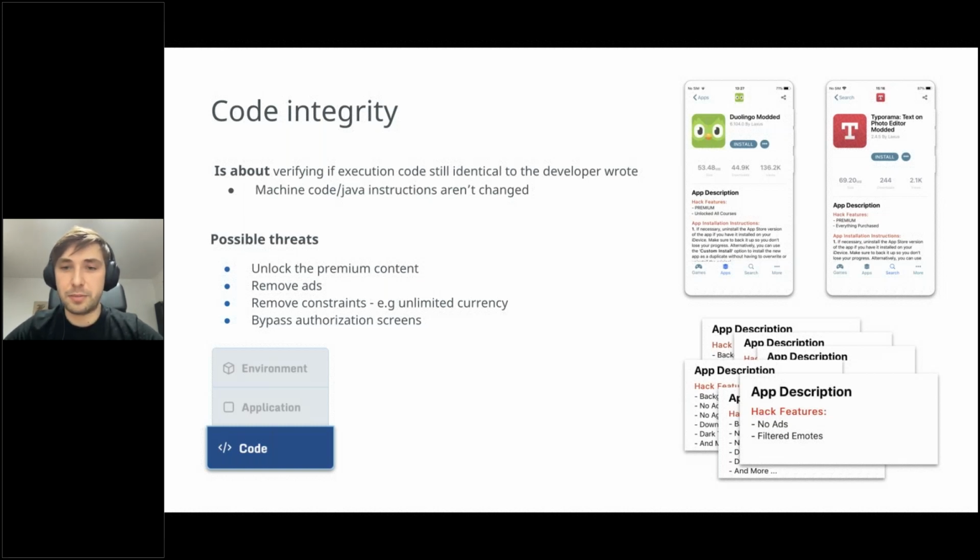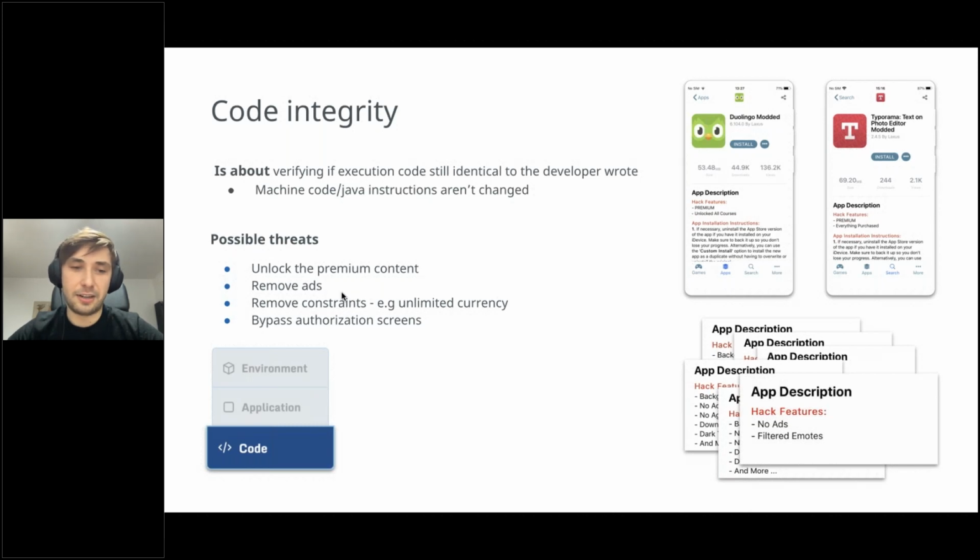As I mentioned before, someone took the Duolingo app, firstly made it premium for anyone, and then unlocked all the premium courses. For Typorama, for example, you actually need to pay for any feature. It allows you to add filters to images, but you need to pay for each filter. So an attacker patched the app in a way that it has all of those filters available from the very beginning. But there are also other threats like removing ads.